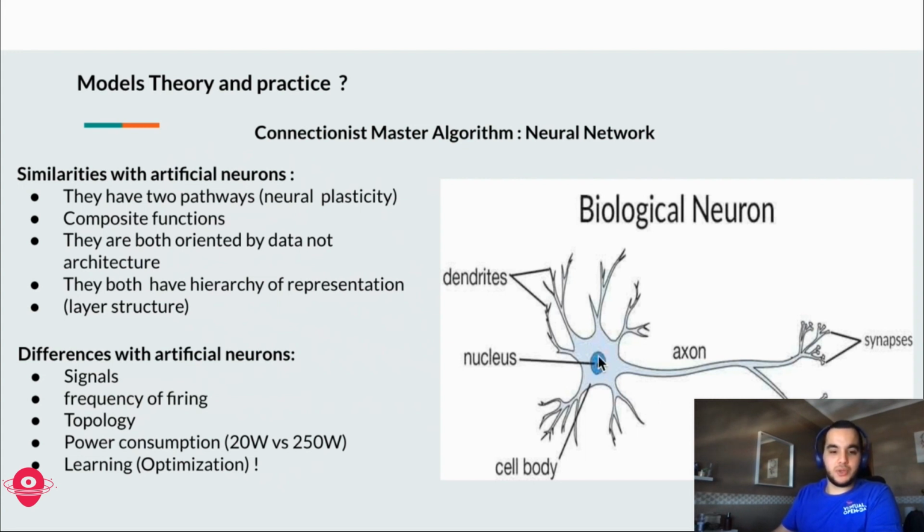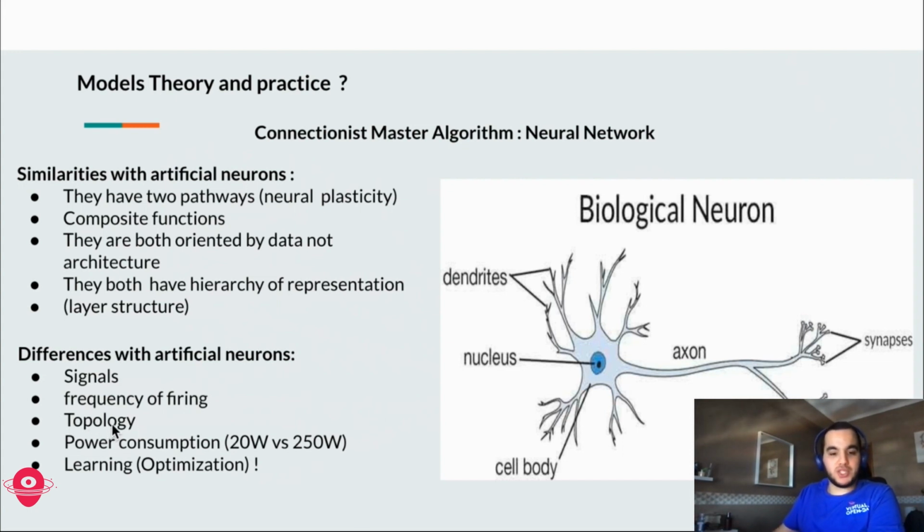When it comes to the frequency of firing, so how many times a certain neuron fires, you notice that biological neurons are very slow compared to the artificial ones. But one thing we should point out is that being slow does not mean being less performant. The biological neurons do fire less, but they are way more optimal than the artificial neural networks.